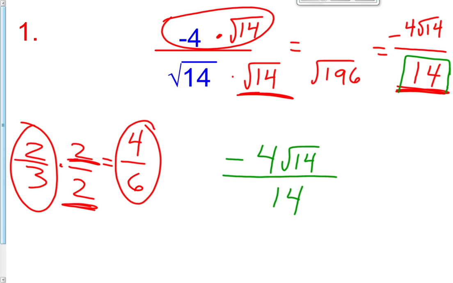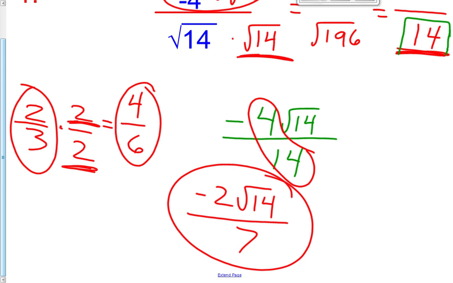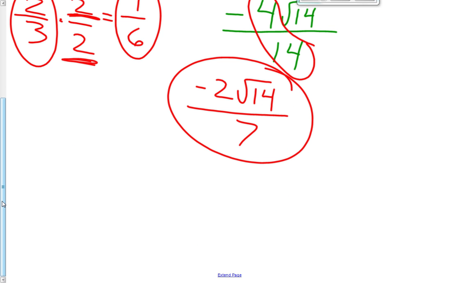Now, this would be our answer unless we could simplify anything. We can't simplify our radical any further. The square root of 14 is as simplified as it gets. However, my coefficients can be simplified. 4/14 reduces to 2 over 7. So whenever you can reduce top to bottom, make sure you do that. So my answer is negative 2 square root 14 divided by 7. Now that is as simplified as I can make it, so there's my answer. I circle it and move on to the next one.